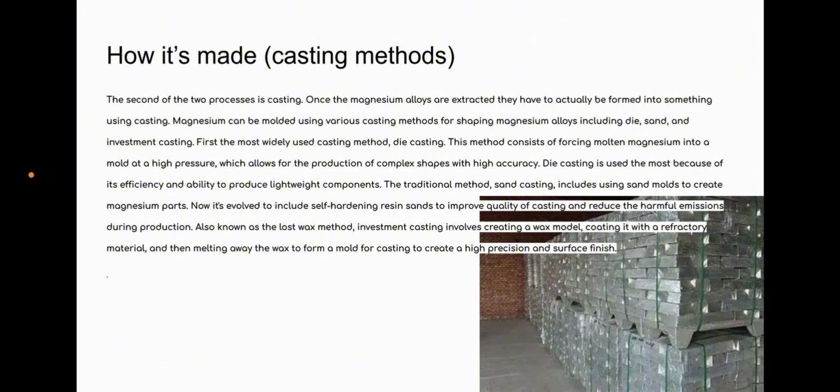The traditional method, sand casting, includes using sand molds to create magnesium parts. Now it's evolved to include self-hardening resin sands to improve quality of casting and reduce the harmful emissions during production. Also known as the lost wax method, investment casting involves creating a wax model, coating it with a refractory material, and then melting away the wax to form a mold for casting to create a high precision and surface finish.